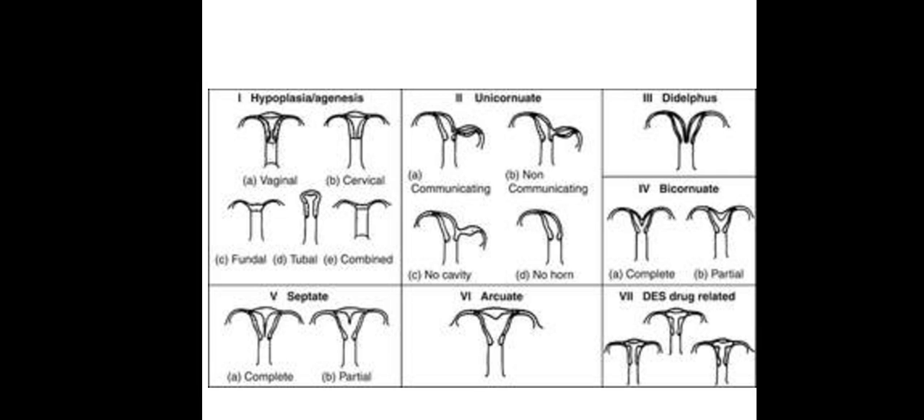C, you can see there's a horn. There is a rudimentary horn, but there is no cavity. So just a mass there. It's not going to create much trouble for you then. Now B, you can see, is a non-communicating horn.